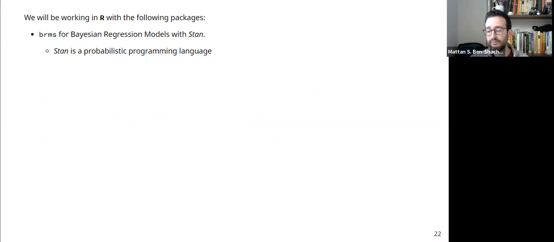So for the model fitting, I will be using the brms package, which is a Bayesian regression models package for R that uses Stan as its backend. Stan is a probabilistic programming language. So if R is a language for statistics at large, Stan is a language just for probabilities. So you can get really specific, I guess, with how you use your languages.